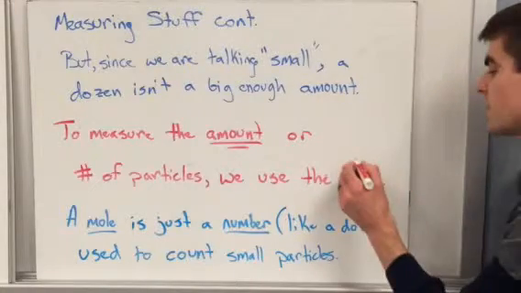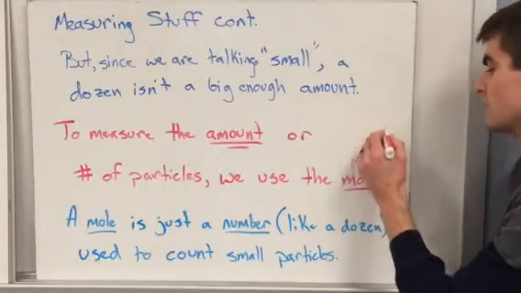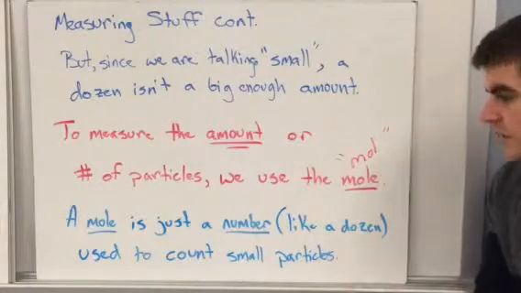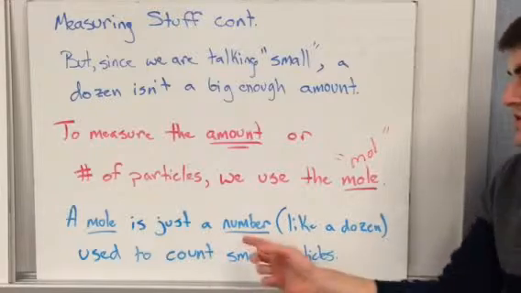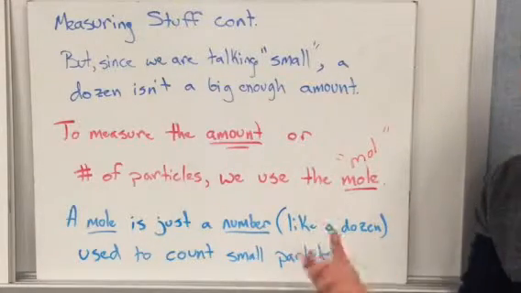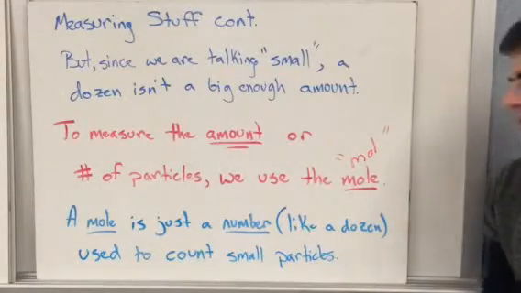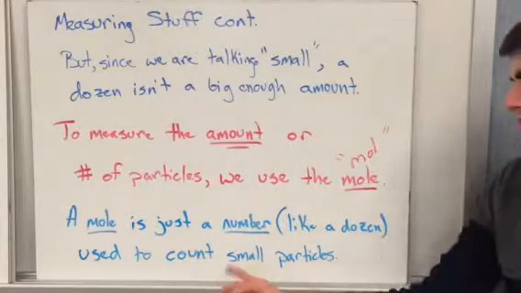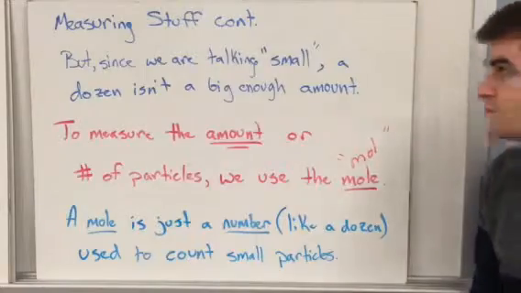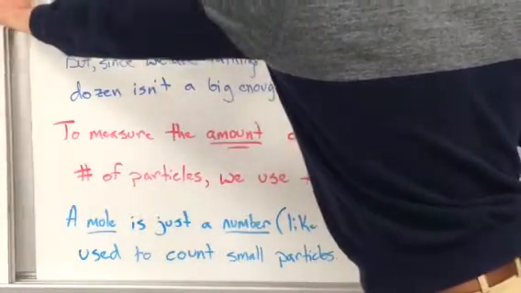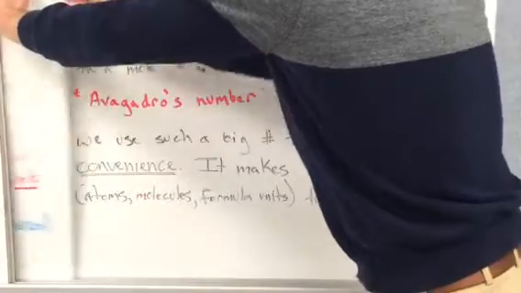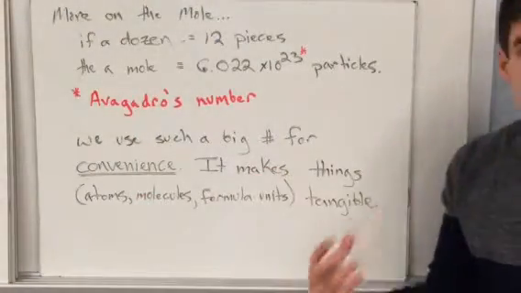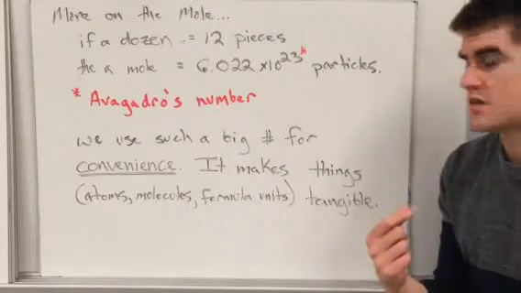You'll see that abbreviated MOL, because 4 letters is too long, I guess. But a mole is just a number, think a dozen. A dozen is 12. A mole is just a number as well, and I'll show you that number in a second. It is a number used to count small particles. Again, dozen means 12. You know that definition in your head.